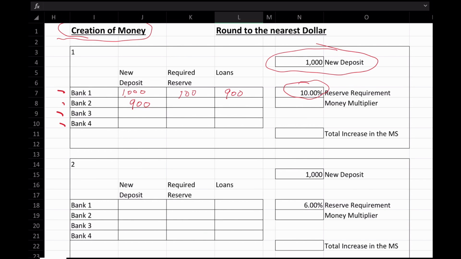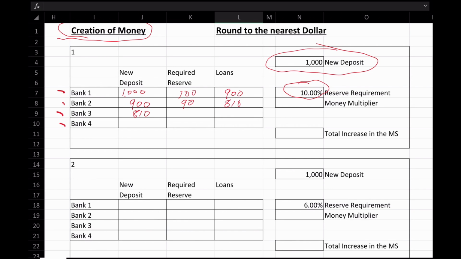Now, bank number 2 has $900 that they can do stuff with. They have to take 10% in reserve requirement, so they're going to hold out $90, and that gives us $810 that they can loan. So they loan that money to a student that wants to go to WT, and the student goes and pays their $810 in tuition, and WT trots down to their bank, which happens to be bank number 3, and they deposit $810.